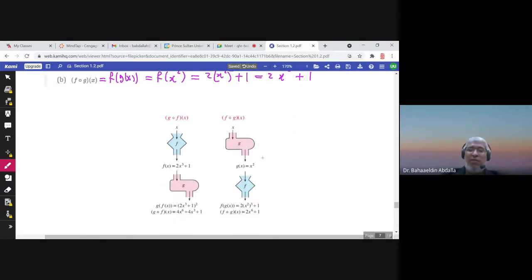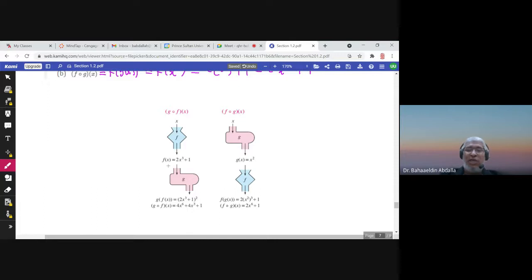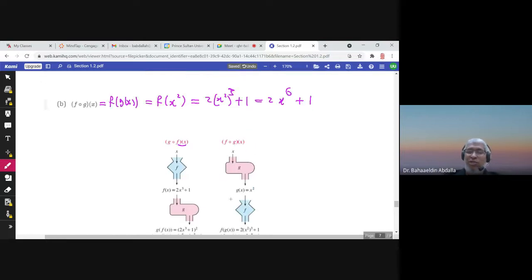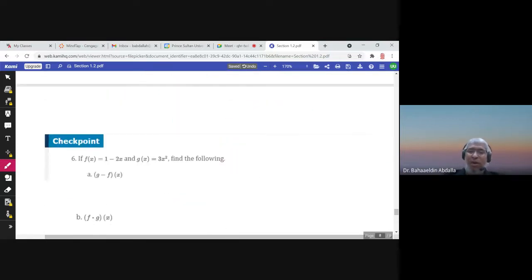This is a figure for g circle f, for example. X goes in the domain of f. Then I have f of x. Then I put it in the domain of g. I get g of f of x. Also here, f circle g: x goes in the domain of g first. Then the output will go in the domain of f. Then I have f circle g, which is 2x to the power 6 plus 1.